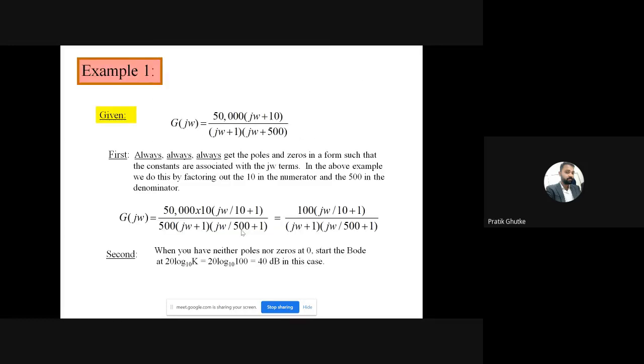So for example, see, if the given transfer function is G of j omega, it is given as 50,000 in bracket j omega plus 10, and in the denominator I have j omega plus 1, and in another bracket I have j omega plus 500. This is your transfer function. I have to calculate the Bode plot for this transfer function.